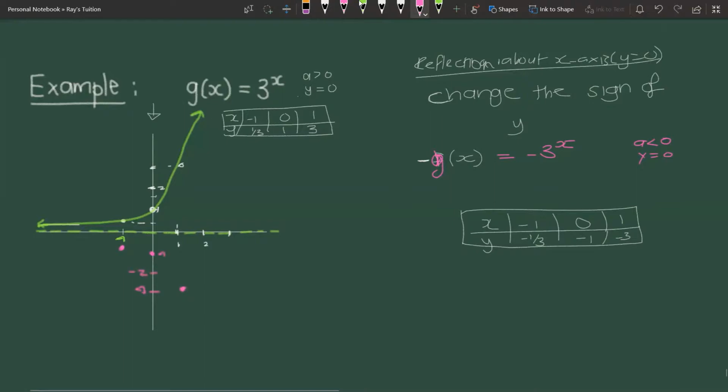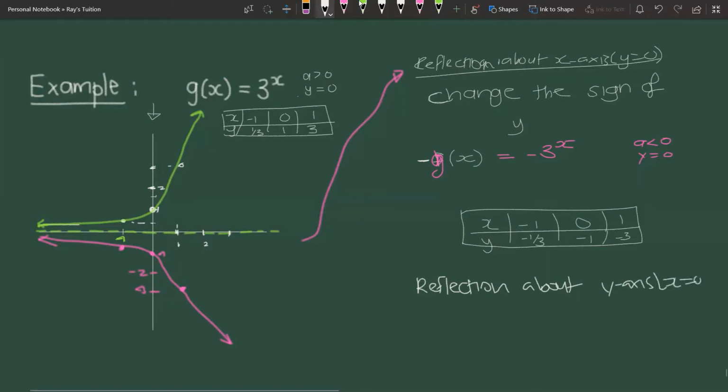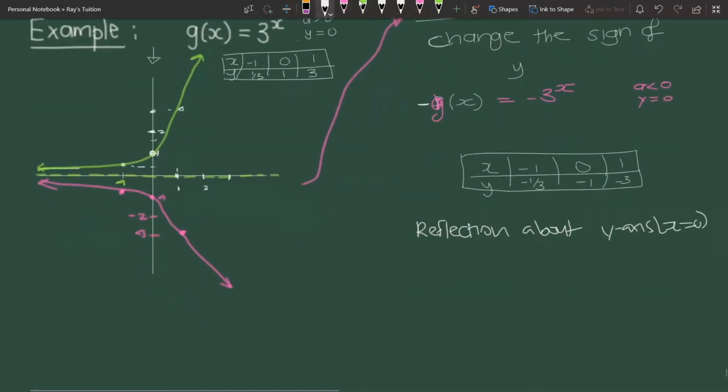So now if we join the dots, what we get is this beautiful graph over here. And you'll see this is a reflection about the x-axis. Can you see the x-axis has been used as a mirror, and that is the reflection. Let's have a look at the other one, which is a reflection about the y-axis. The equation of the y-axis is x is equal to 0. So we're going to change the sign of x.